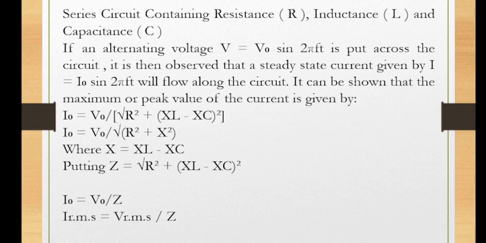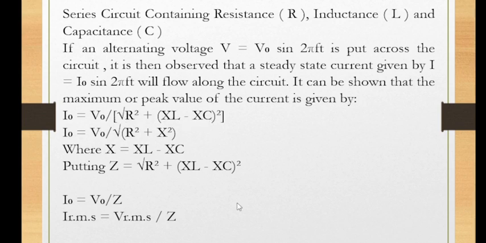Let's proceed. Series circuits containing resistance, inductance, and capacitance. Now we're talking about a series circuit that has resistance, inductance and capacitance. If an alternating voltage V0 sin 2 pi f t is put across the circuit, it is observed that a steady current given by I equals I naught sin 2 pi f t flows along the circuit. It can be shown that the maximum or peak value of the current is given by I naught is equal to V naught over, in this case, we have resistance, inductance, and capacitance.